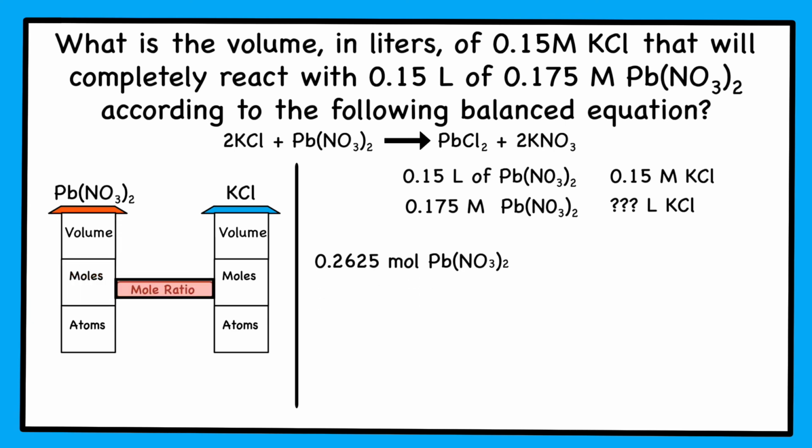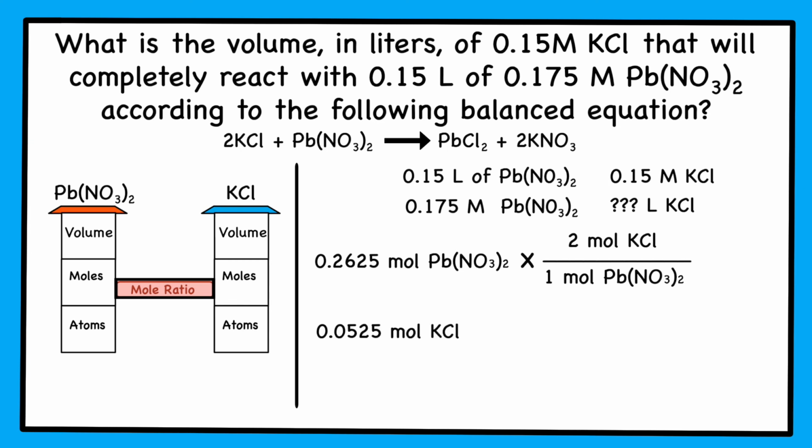Now I'm going to use the mole ratio given to me in the balanced chemical equation. This equation tells us that there are 2 moles of potassium chloride to every 1 mole of lead-2 nitrate. Since we're going to try to cancel out moles of lead-2 nitrate, we are going to use a relationship of 2 moles of potassium chloride over 1 mole of lead-2 nitrate. This gives me 0.0525 moles of potassium chloride.